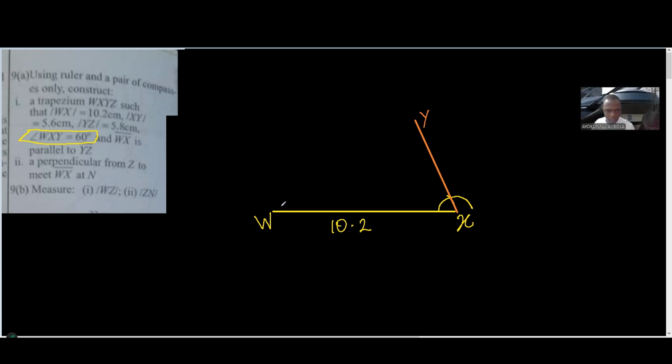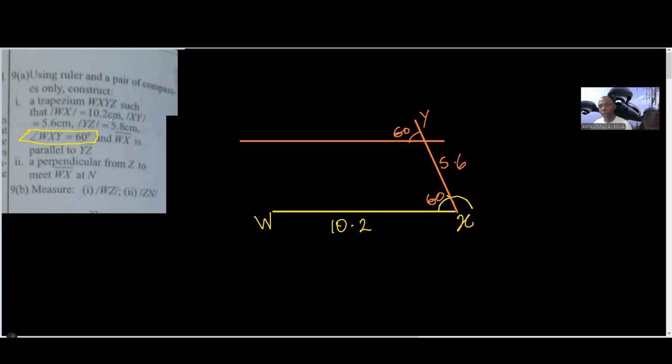Or what we can do is, since this angle is 60, are you with me? Are you hearing me? Yes, sir. Since this angle is 60, the line that will be parallel to it must also form angle 60 at the top, as the corresponding angle. So we have to get a 60 at the place where we have the 5.6.